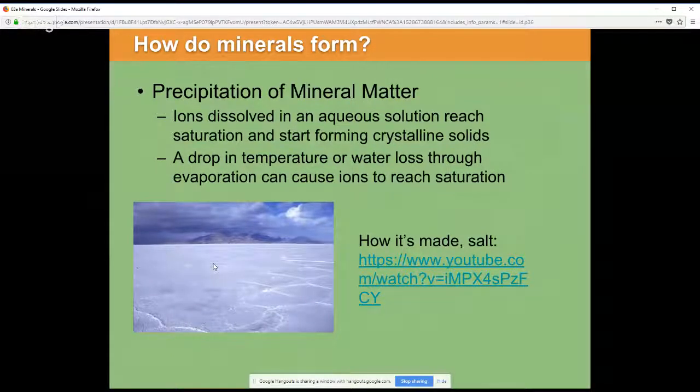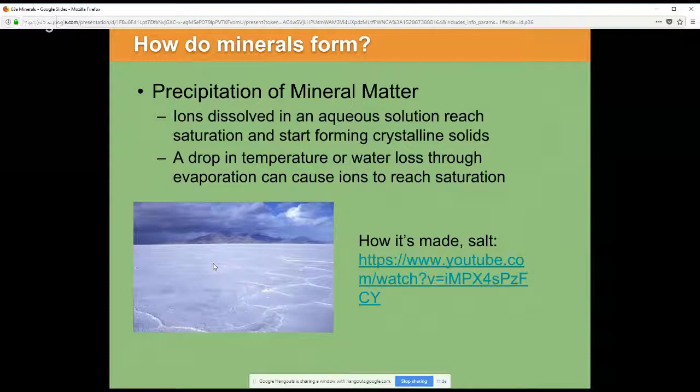In the case of precipitation of mineral matter from an aqueous solution, which is just a fancy way of saying a water type solution, we have ions, things like sodium and chloride, atoms of sodium and chloride, charged particles floating around in the water. And if you change the environmental conditions of that water, such as if you start to evaporate it or change its temperature drastically, or increase the number of charged atoms, ions floating around in that water, then you can start to form a mineral. You start to crystallize these solids.